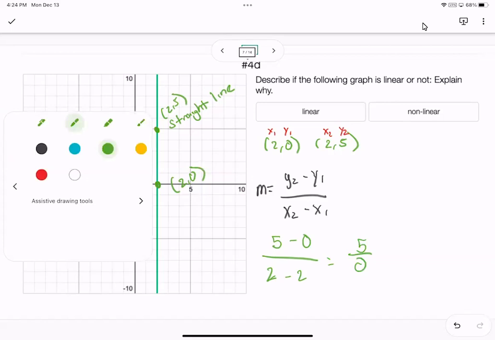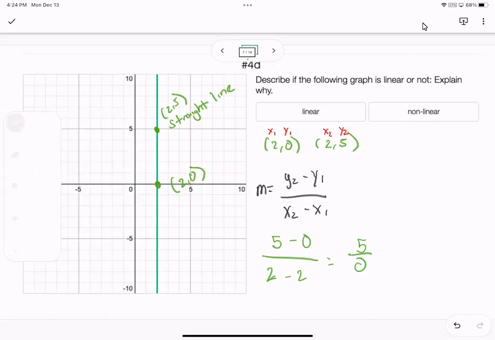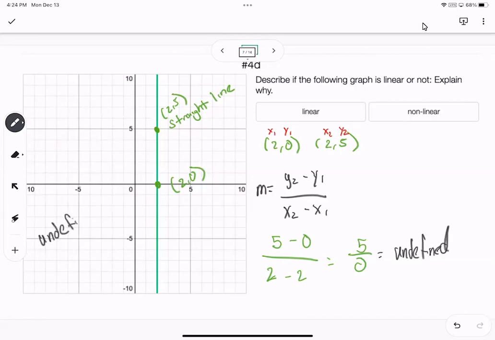And as we learned in class today, you cannot divide anything by 0. That makes it undefined. So this is an undefined slope. Since it's an undefined slope, it cannot be considered linear. So this is not linear. Next.